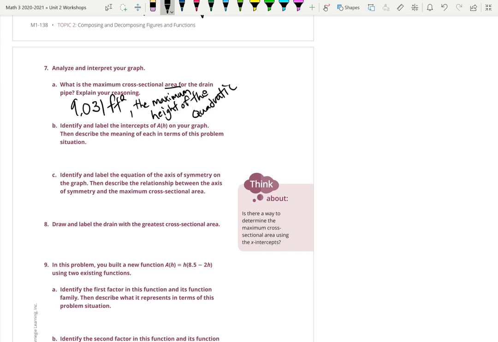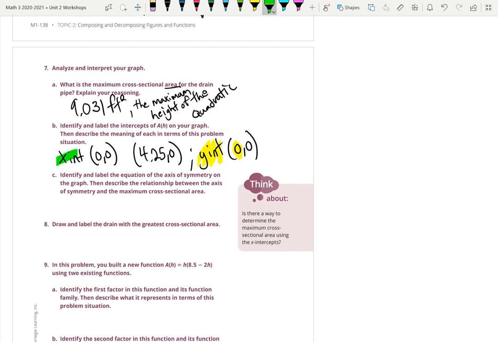Okay, B. Identify and label the intercepts of A of H on your graph. Remember, these zeros are extremely valuable. So, what are they? Well, the x-intercepts. There's 2 because it's a degree 2. It's a quadratic, or 0, 0. And then the other one is 4.25, comma 0. And I do want to draw attention to the fact that it does have a y-intercept. We already described it. It is 0, 0, but the y-intercept has an x that's 0, and the x-intercept has a y that's 0.